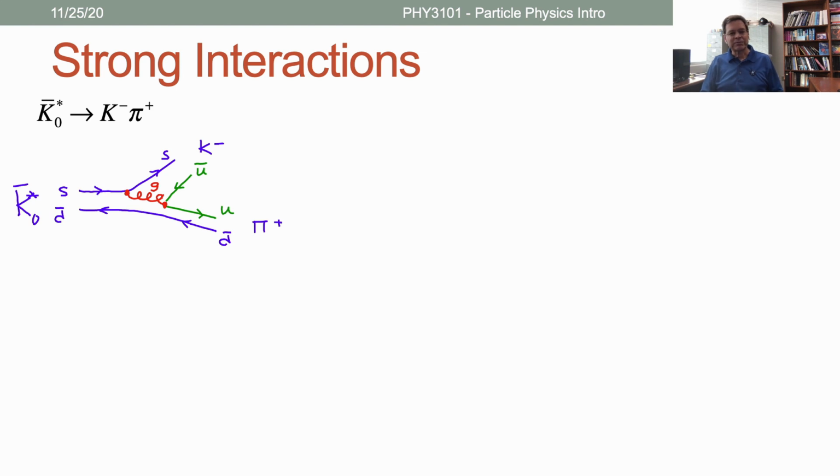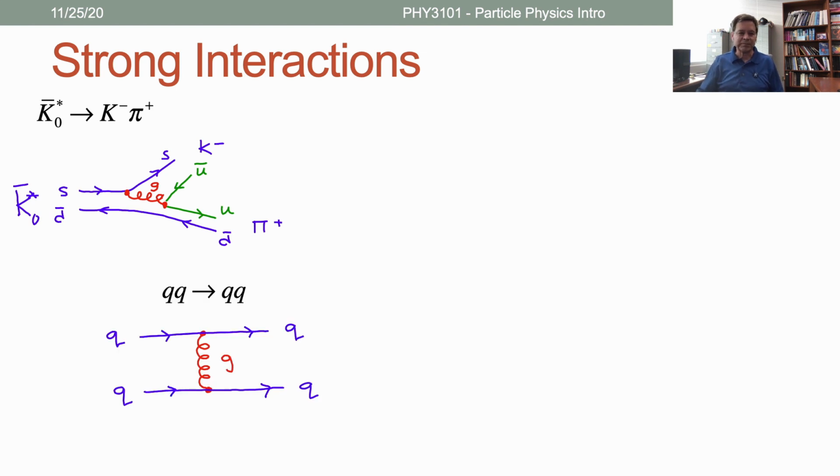But I can also have reactions, and I could have two quarks come in. Maybe they were in two protons that were colliding. They can exchange a gluon between them to scatter, just like electrons can scatter by exchanging a photon. Quarks can scatter by exchanging a gluon. They can also exchange a photon too, because quarks are electrically charged. But the strong nuclear force is much stronger, and so this dominates the scatterings.